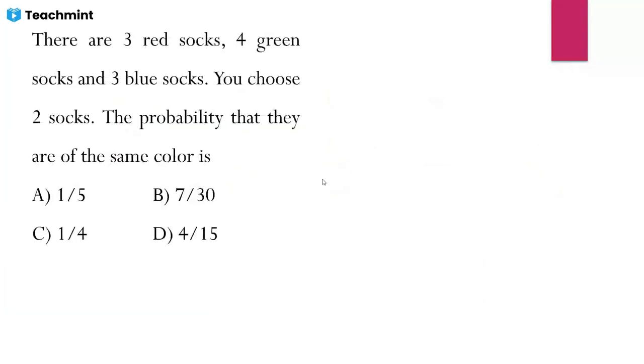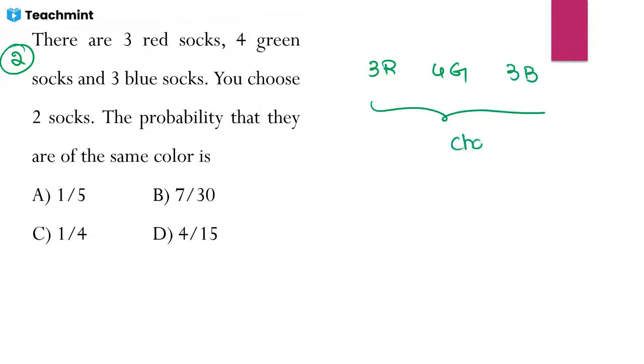Now see the second question. I can say 3 red balls, 4 green balls, 3 blue balls are there. I need to choose 2. Okay, fine. Then what is the probability? Here we have 3 plus 4 plus 3, 10 balls are there. You need to choose 2 of them. So the total outcome is 10C2, which means 45.